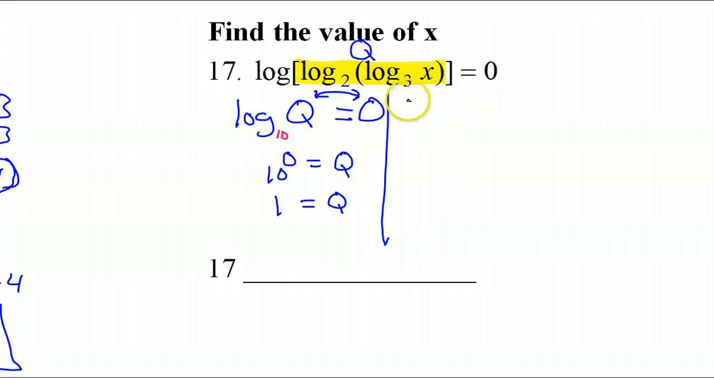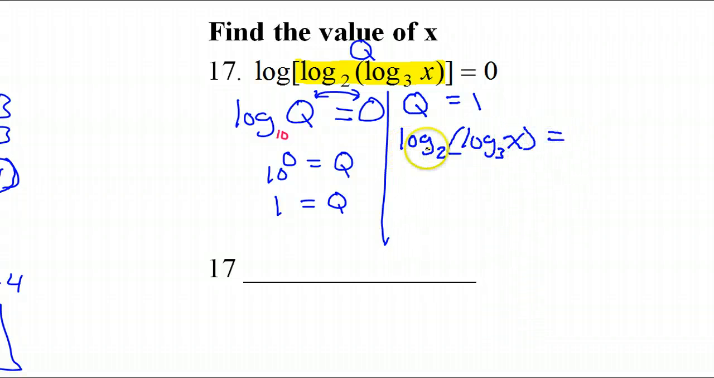Alright, so next I bring this back up here. Q is equal to 1. Now look, what did I say was Q? Everything here in yellow. So now I'm going to make that substitution. I'm going to replace Q with the yellow stuff, because that's what it is. So that means log base 2 of log base 3 of x, that's Q, and Q equals 1, like I said. So I've got this right now.